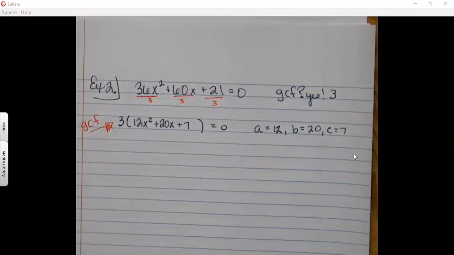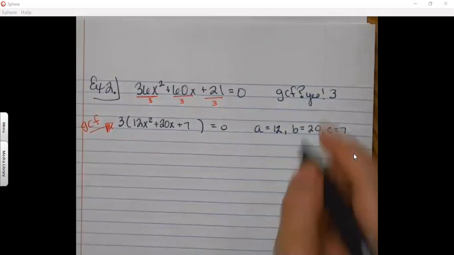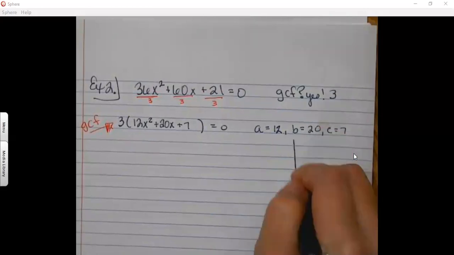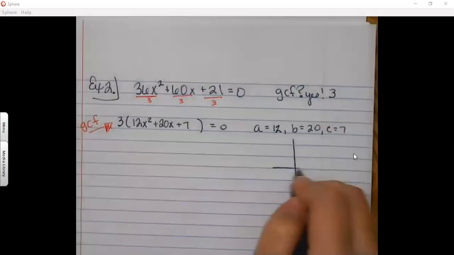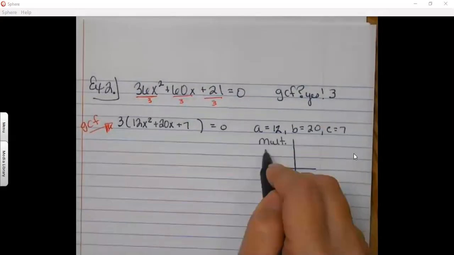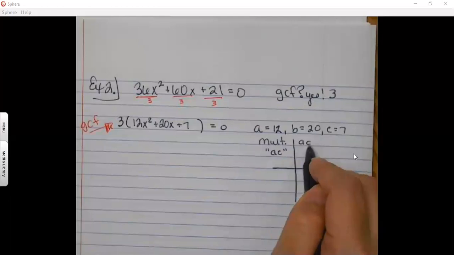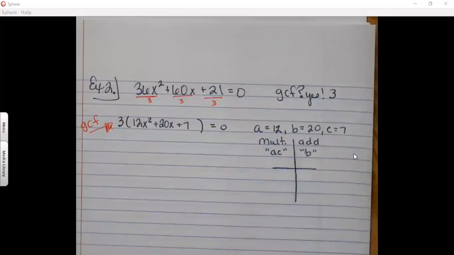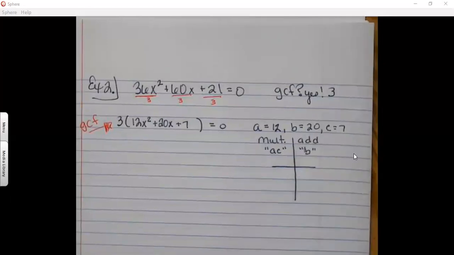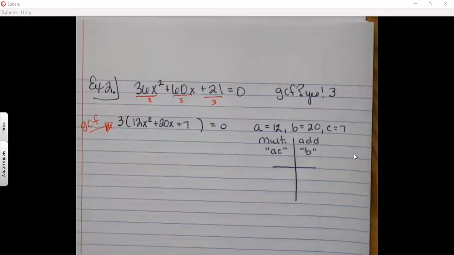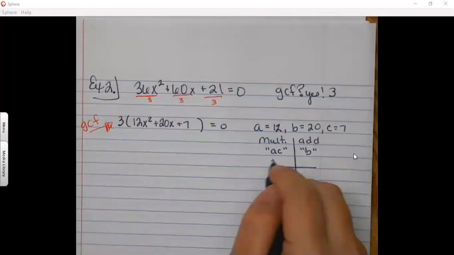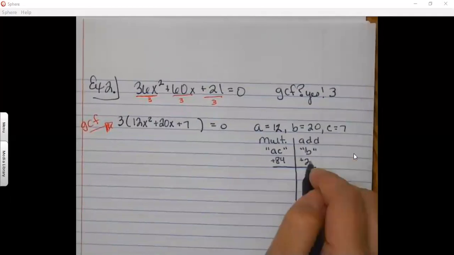Okay, so make your T-chart. I need two numbers on the left side, two numbers that multiply together to give you A times C. And on the right side, I want two numbers that add together to give you B. Okay, A times C, goodness, what is 12 times 7? Yeah, 84, and that's positive. And what is my value of B? 20.